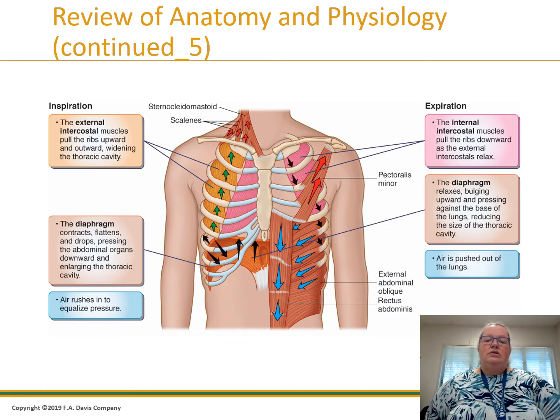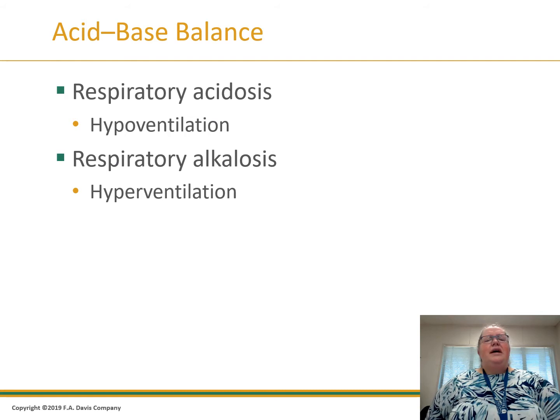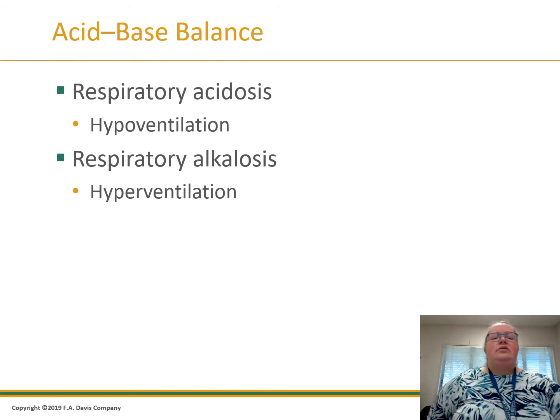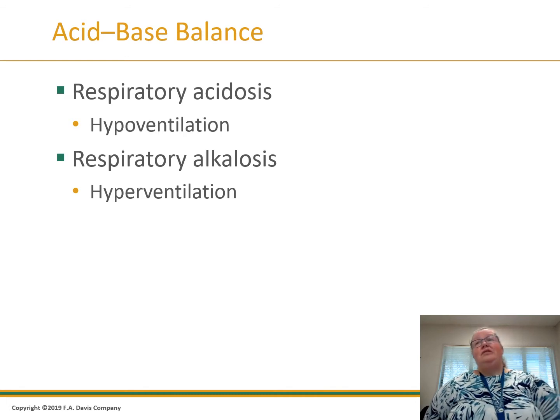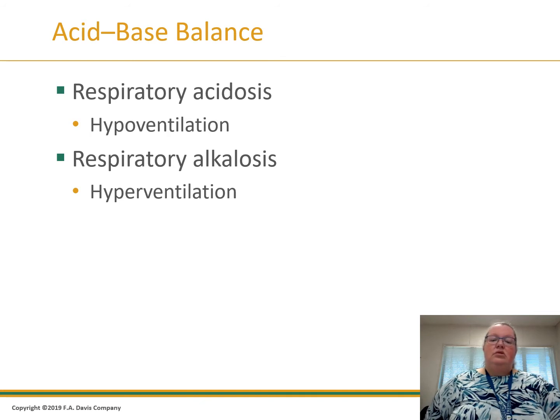Makes sense? So acid-base balance: respiratory acidosis is usually caused from hypoventilation, not enough oxygen, too much carbon dioxide. And respiratory alkalosis is too much oxygen and too little carbon dioxide.